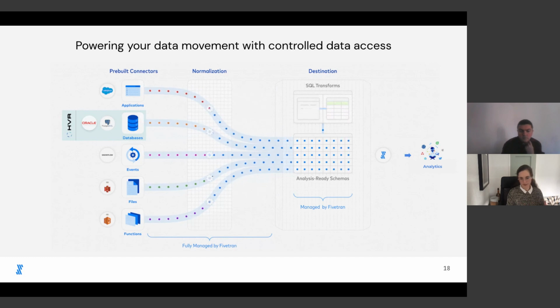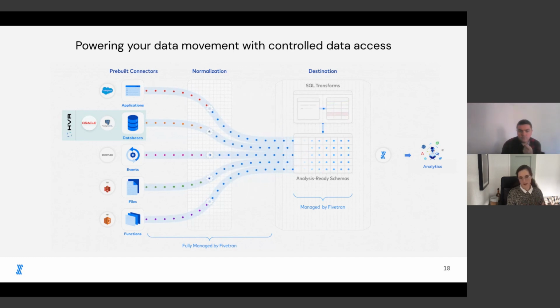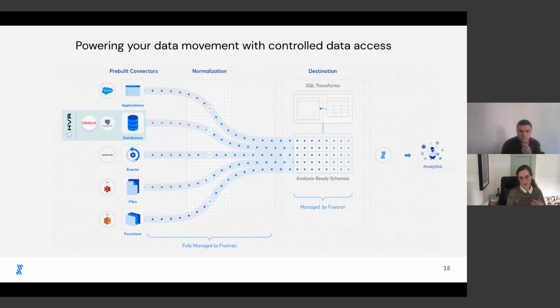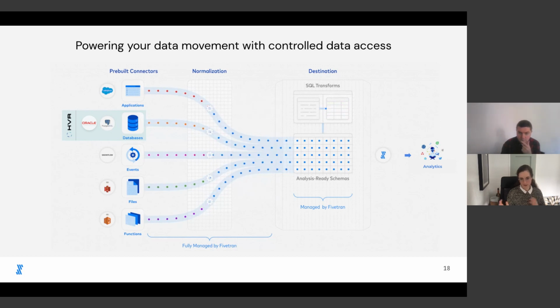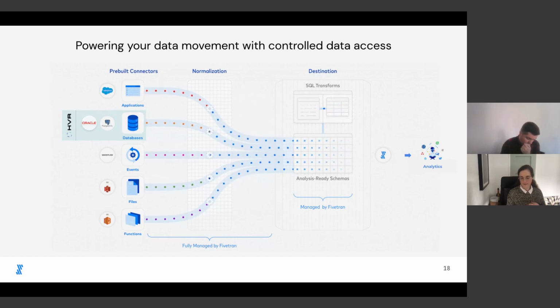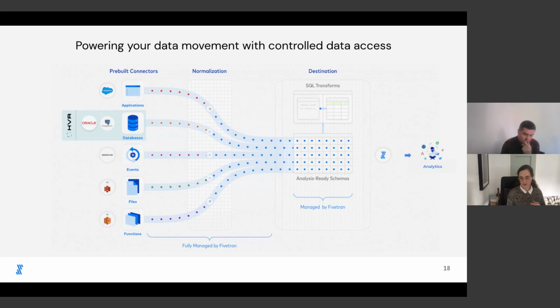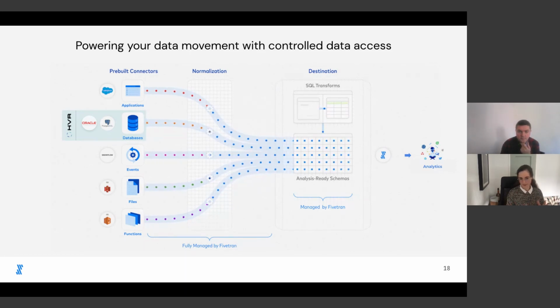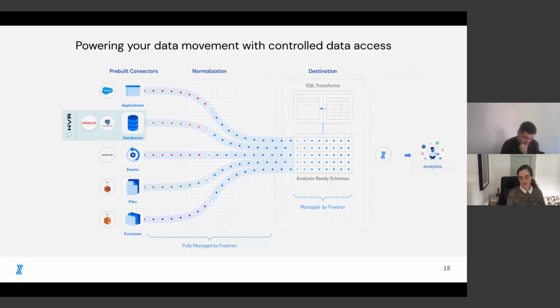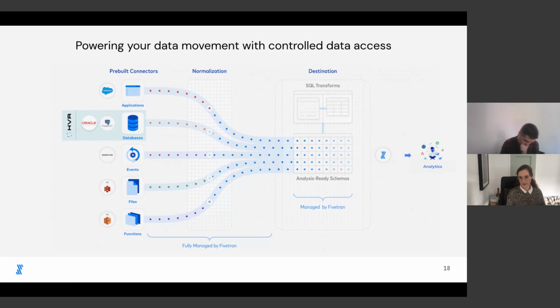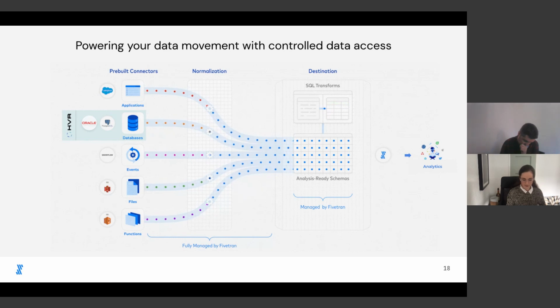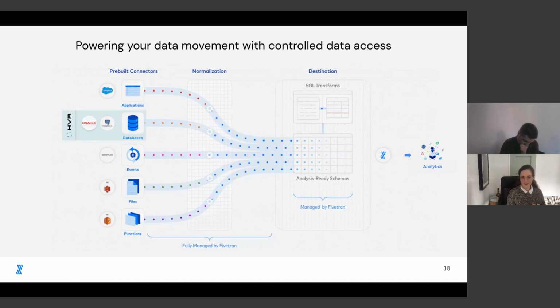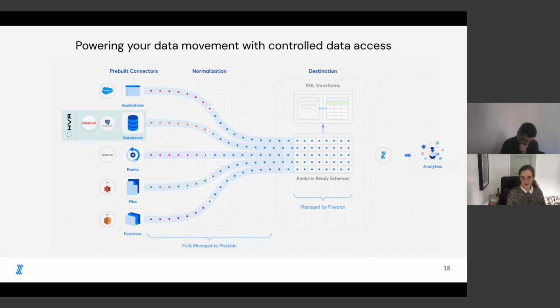So if you change something in your source, a column in your source, then we will automatically propagate that change into your destination without any manual intervention needed from your side. And we do it all extremely securely. It's all encrypted in transit and at rest. And we'll get into a bit about that as well, because we talked a lot about governance today and how it can really help your data democratization strategy.